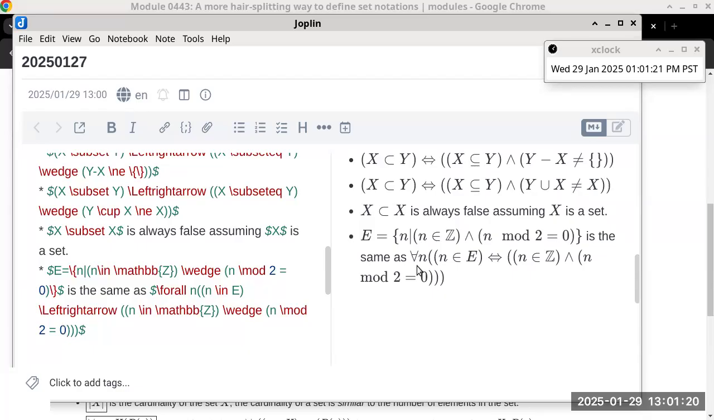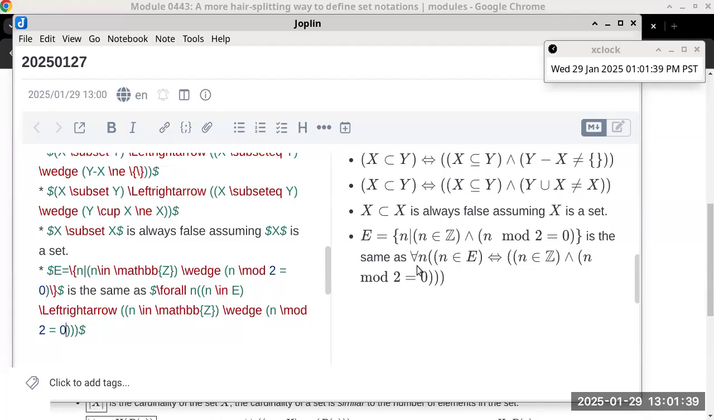If one side is false, the other side has to be false. If one side is true, the other side also has to be true. So if and only if what? N is an element of the set of all integers. So that means 1.5 automatically disqualifies on this side, and therefore it also disqualifies on the other side.